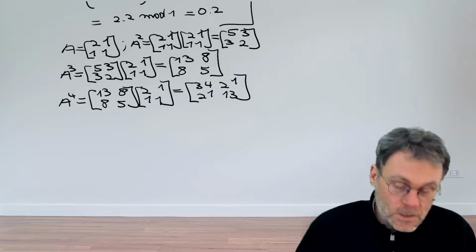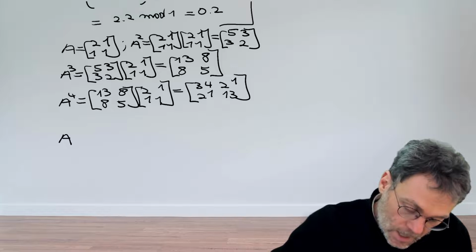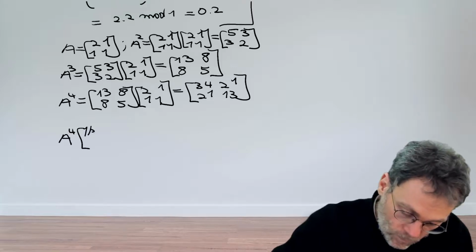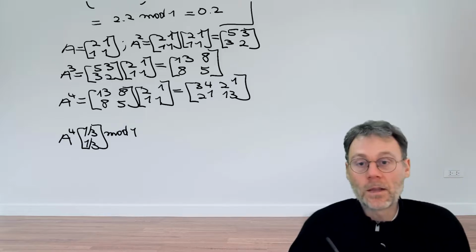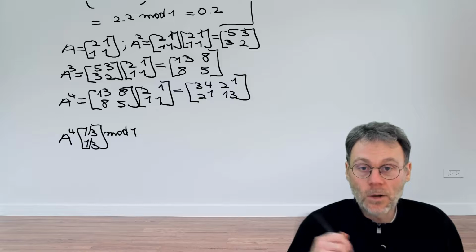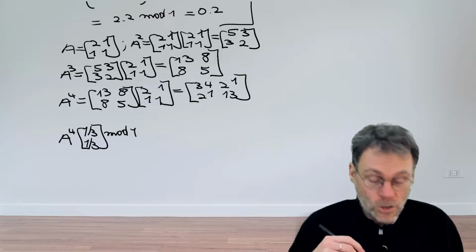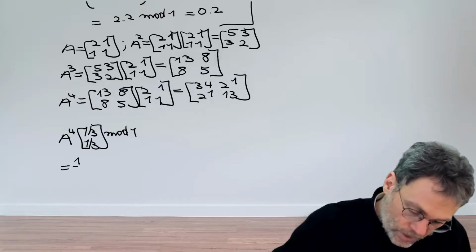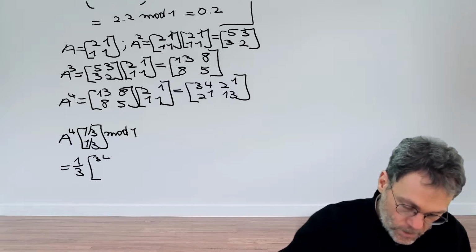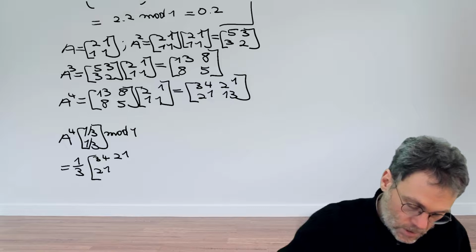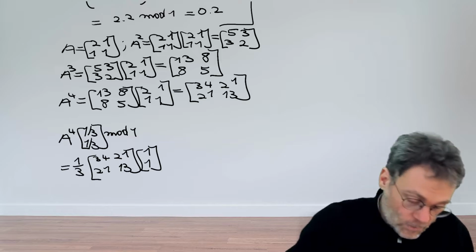What we now need to do is figure out if we're dealing with a fixed point of that map. So we need to calculate A to the power of 4 applied to (1/3, 1/3), mod 1. And if this brings us back to (1/3, 1/3), then we indeed have a fixed point of this map, or a period 4 point of our original map. So if we factor out this 1/3 here, then we have A to the power of 4, that's going to be [[34, 21], [21, 13]], times (1, 1), and then mod 1.